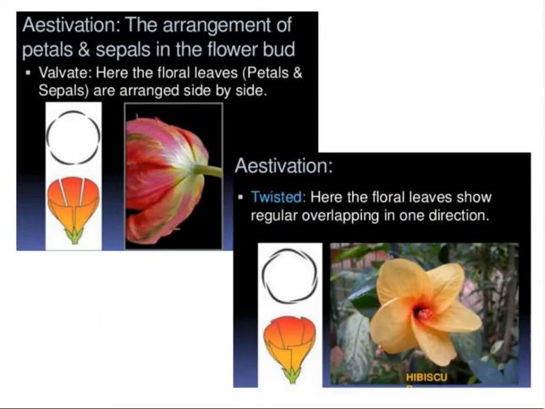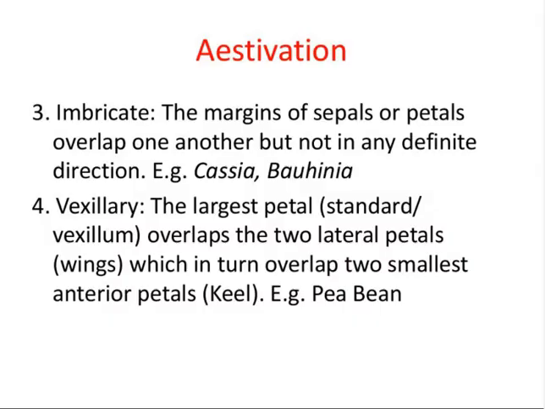In twisted, there is a regular overlapping in one direction. In imbricate, the margins of sepals and petals overlap one another but not in any definite direction. In vexillary, the large petal, called the vexillum, overlaps the two lateral petals, and the two smallest anterior petals are fused.